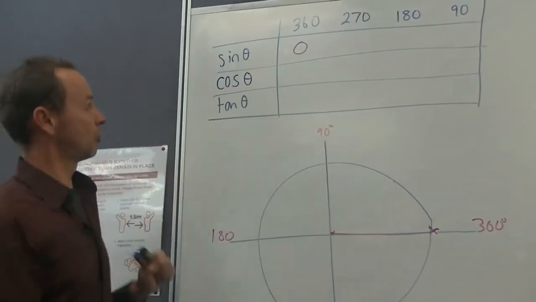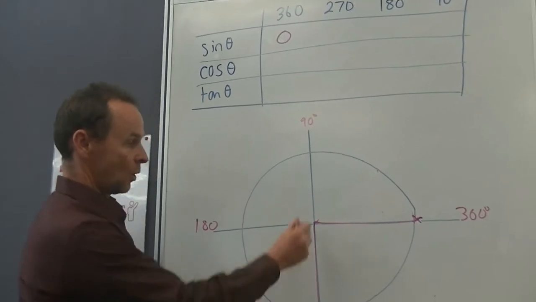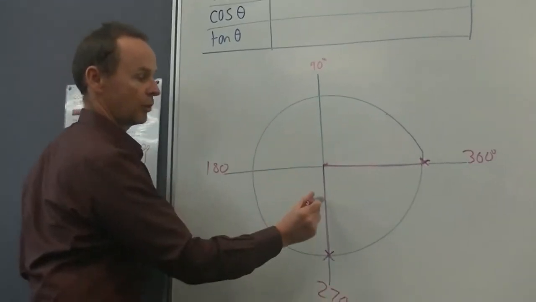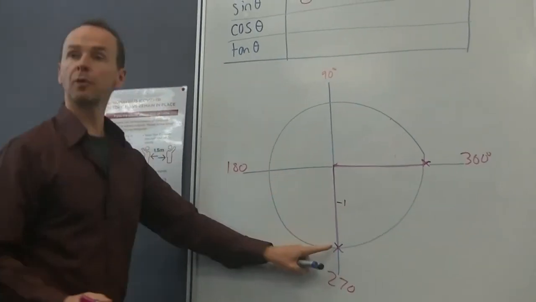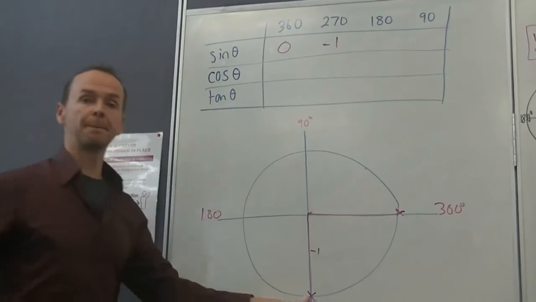When we go sine 270, all the way down here, sine 270 is there. What is the vertical height at that point? Since this is a unit circle, it's 1, but it's negative 1, because it goes down 1. So that value there is negative 1.